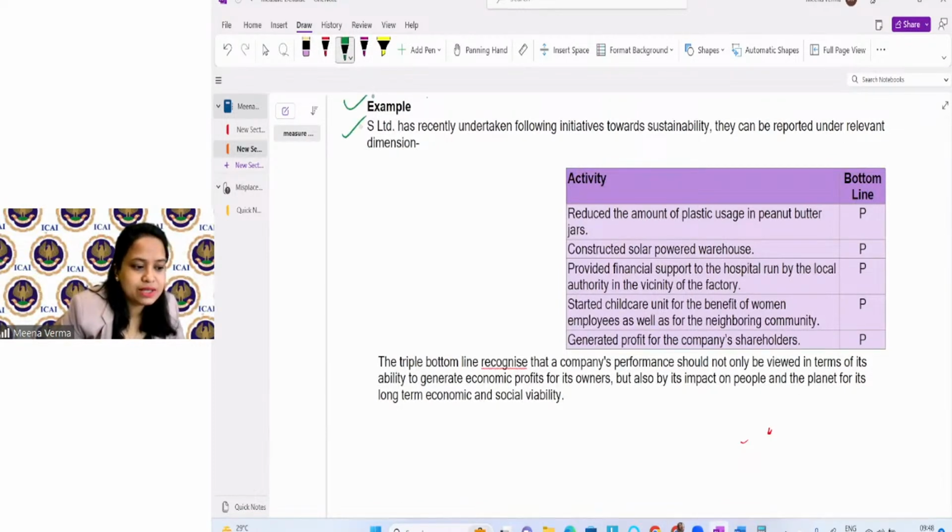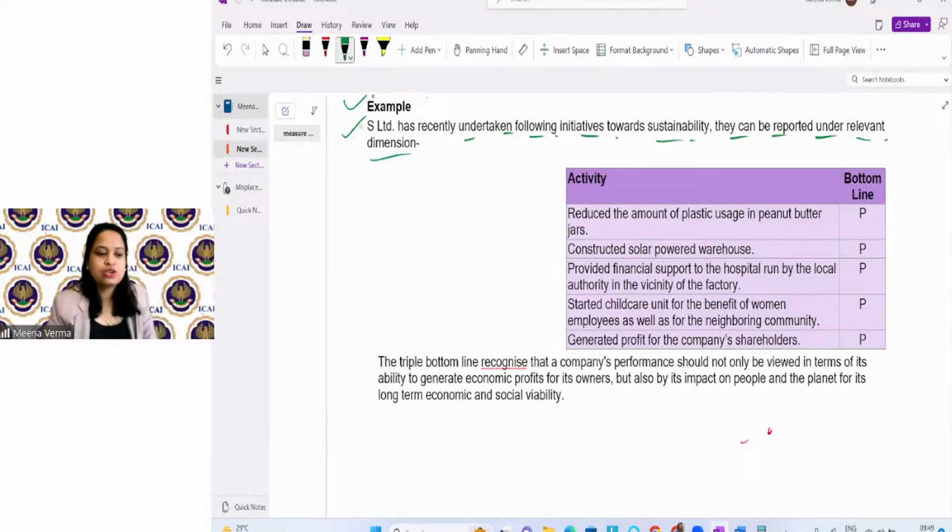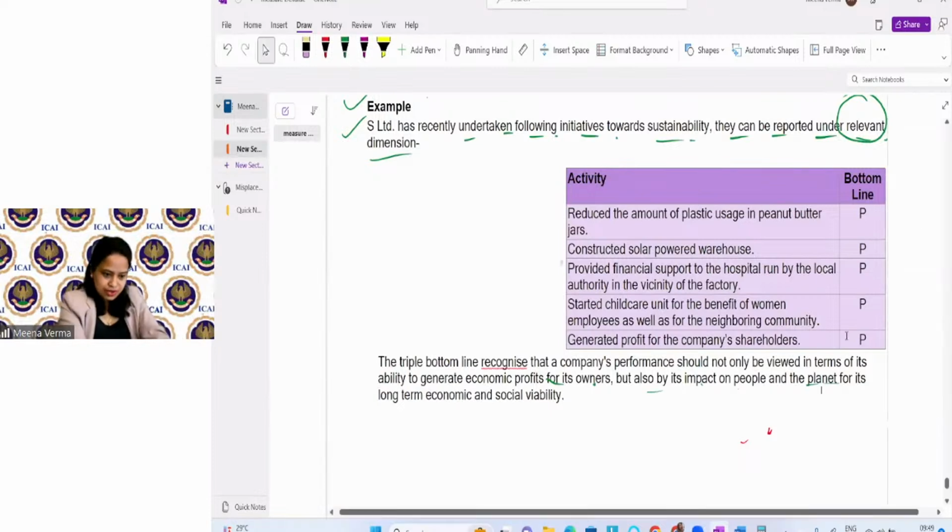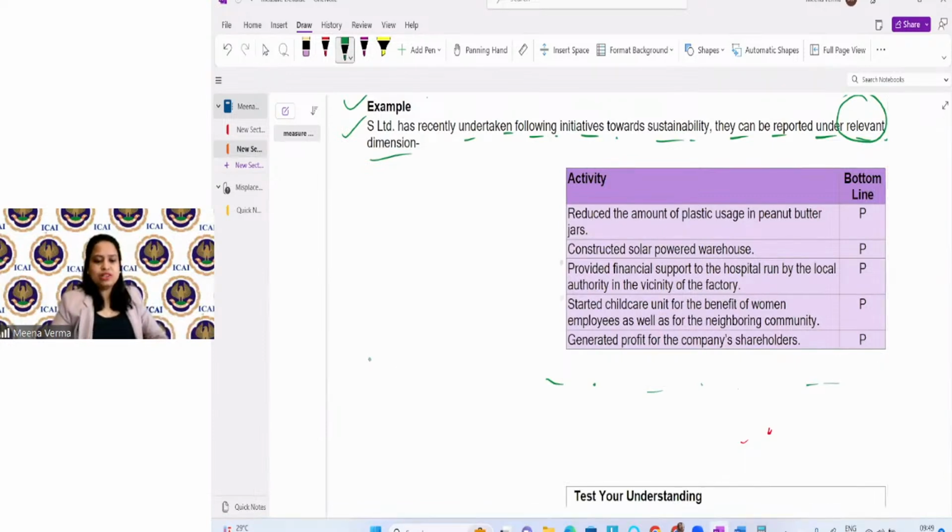S Limited has recently undertaken the following initiatives towards sustainability, and they can be reported under the relevant dimensions. So here they have asked you where you want to consider them. Triple bottom line recognizes that the company's performance should not only be viewed in terms of its ability to generate economic profits for its owner, but also in terms of the impact on the people and the planet, and its long-term economic and social viability. Okay, this is just a point. Leave it. Now let's see what things are coming.